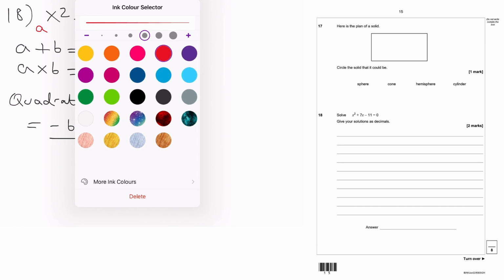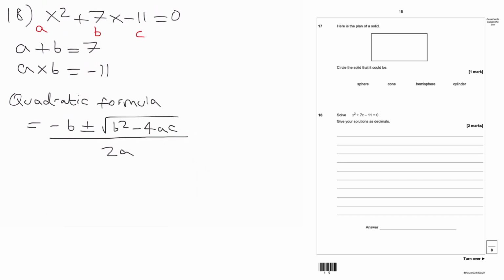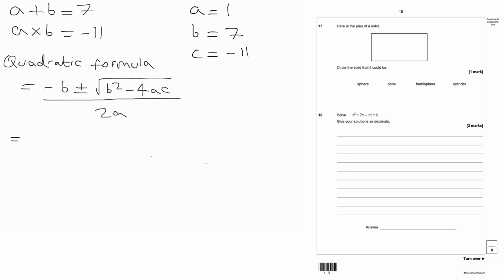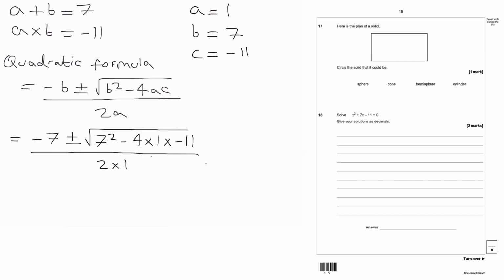So going back, there we go. Our a term here is 1, because there's no term in front of the x squared, so it's just 1. Our b is equal to 7, and our c is equal to minus 11. So now we can just put these values into this quadratic formula. We start off with minus b, so it's going to be minus 7 plus or minus the square root of b squared, which is 7 squared, minus 4 times 1 times minus 11, over 2a, which is 2 times 1.